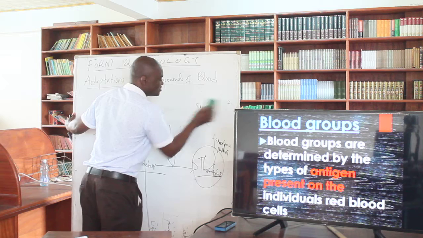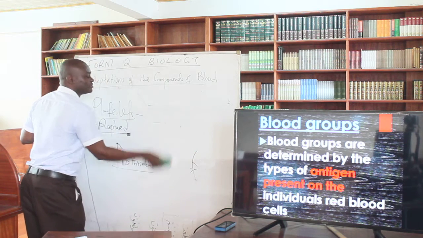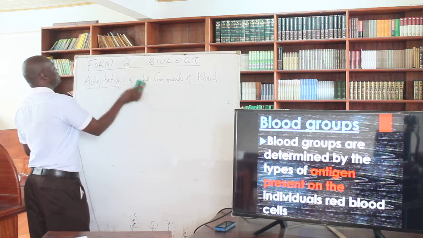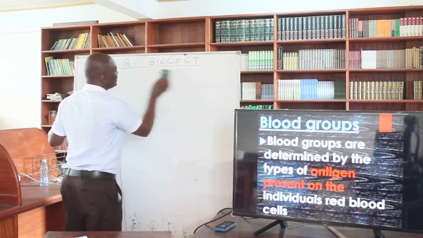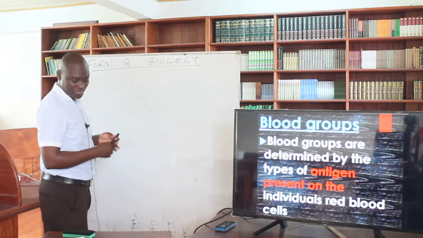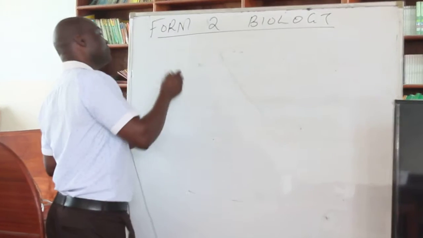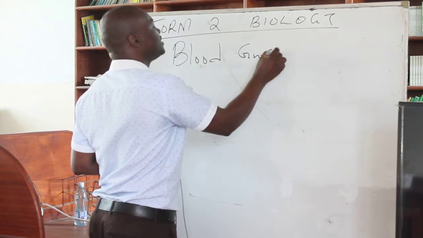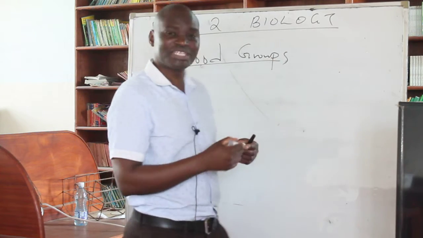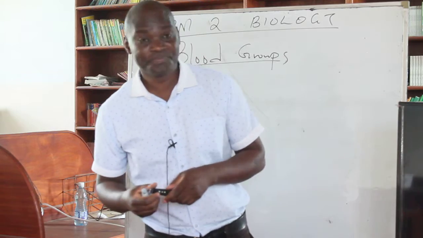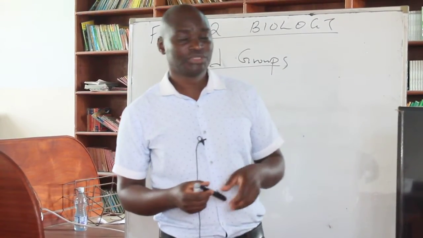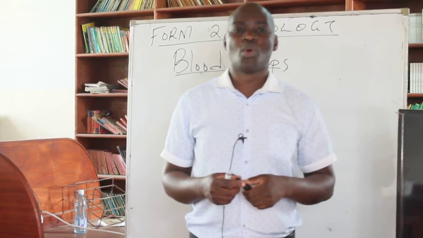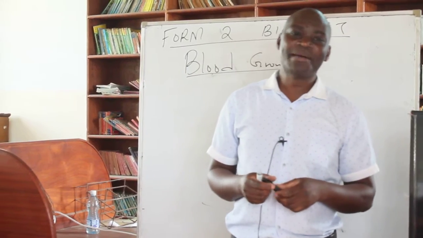So, you belong to a certain blood group, and there's a reason why you belong to a given blood group. So, if you belong to a given blood group, why do you belong to that blood group? So we are going to study what we call the blood groups, because we are dealing with the blood, so that you understand how important the blood group is. So, how is the blood group determined?